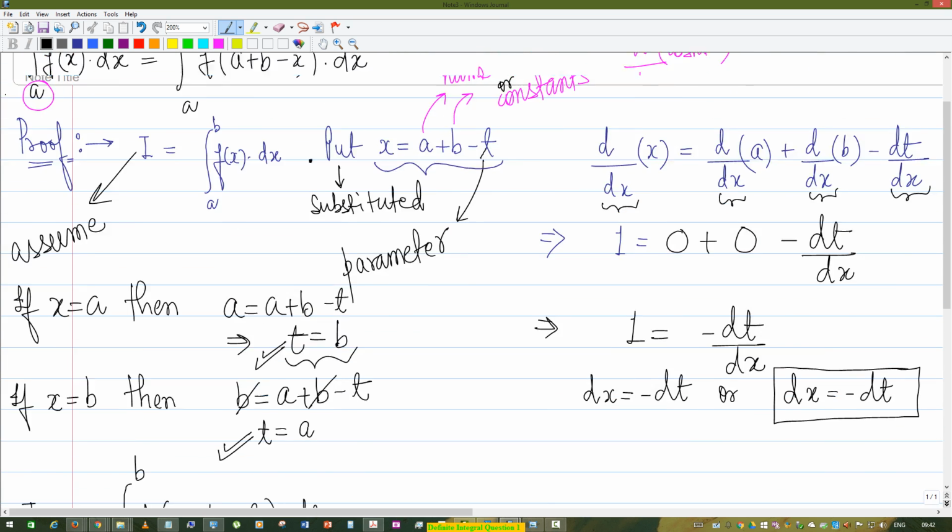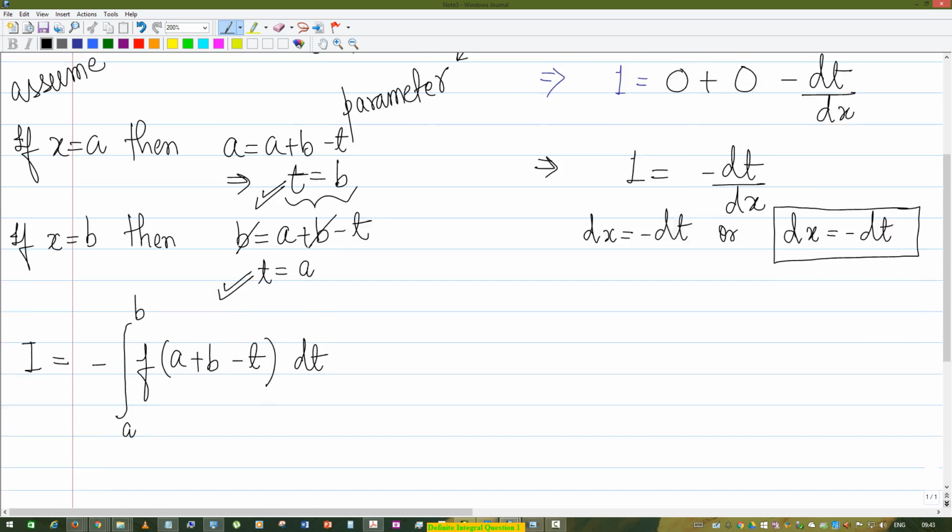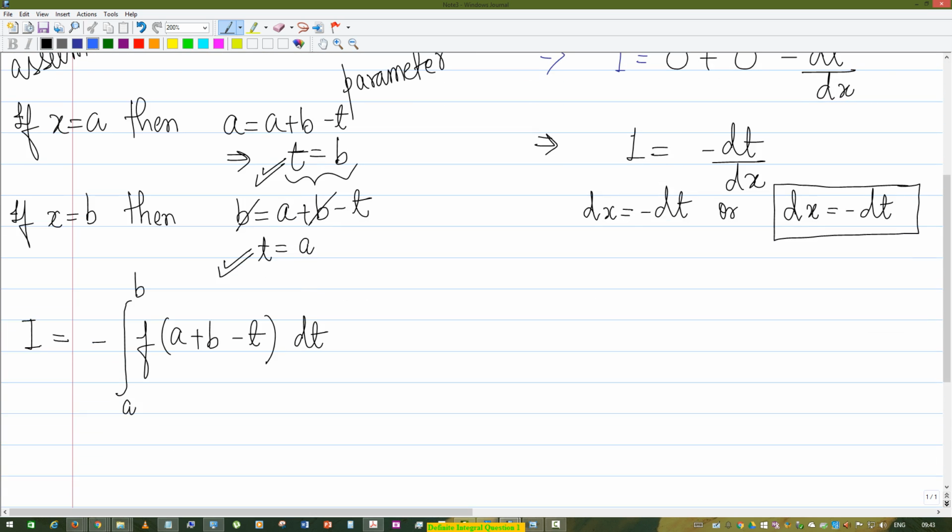So the lower limit and the upper limit are changed accordingly. So when x is equal to a, t is equal to b. So let me correct it here. This is b and this is a.